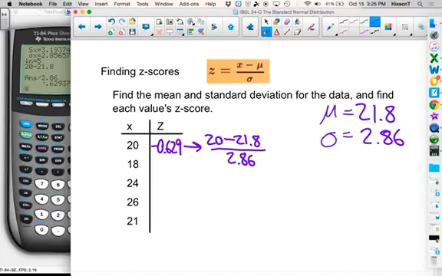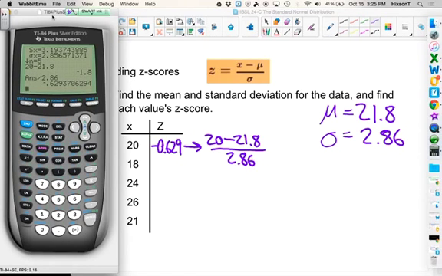Now, as you can see, this can be really tedious. So what would probably be helpful to do? Define a function for it. Good, William. Do it with the entire list instead of with each score separately. So I'm going to do list 1 minus the mean, 21.8. And notice there are all the elements in the list. Then I'm going to divide the entire list by 2.86. And I get all my z-scores right there in the list.